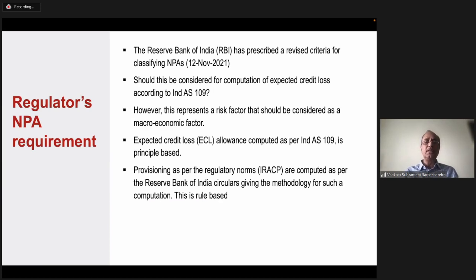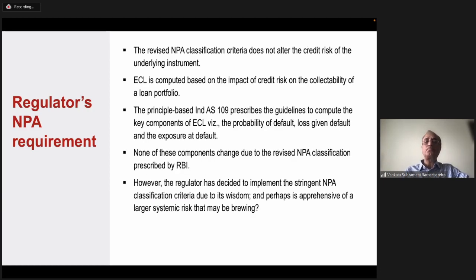So it should become 0 days past due. Only then you can treat it as a regular or stage 1 asset. Now, the question that is asked is, should this norm be considered for the purpose of calculating ECL as per Ind AS? Okay. Now, the answer for that is no. At least our view is that the answer is no.